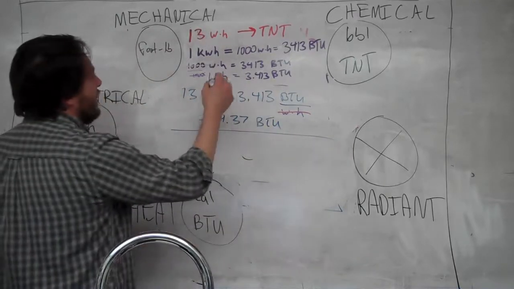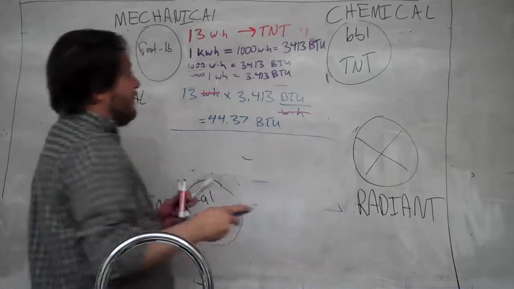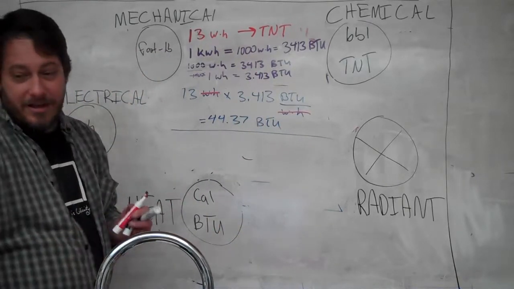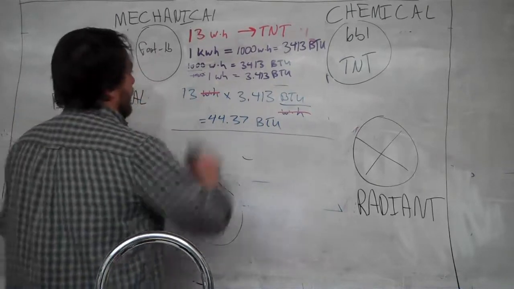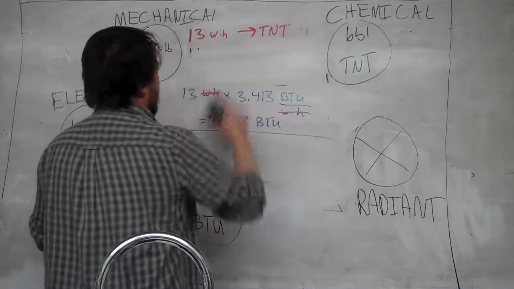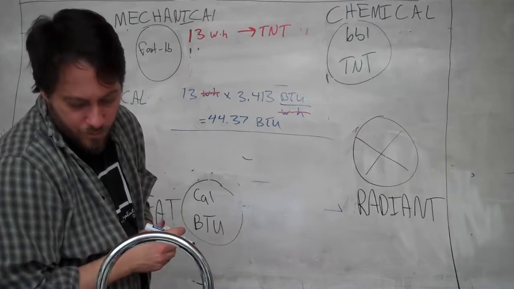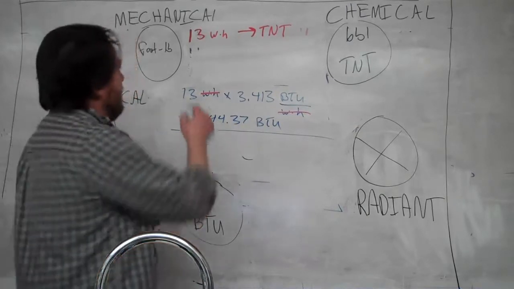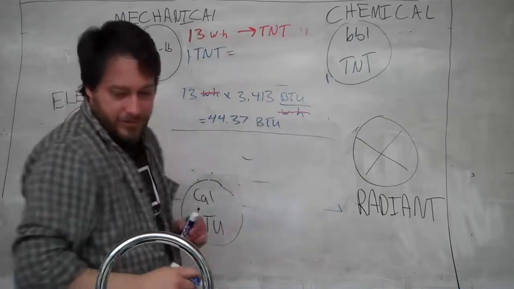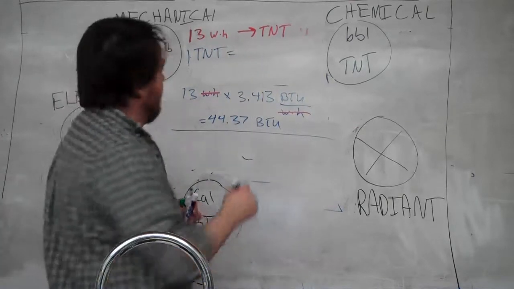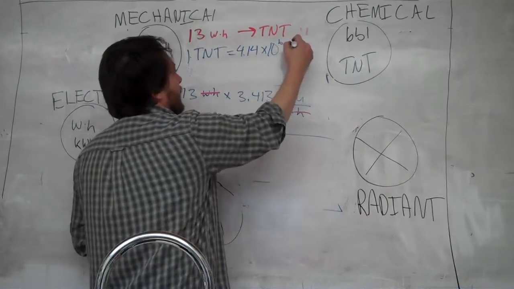And so I've done the first part. Now I have to do BTUs to TNT. I forgot to write that conversion factor up there. So, tell you what, I'll erase this part. One ton of TNT is 4.14 times 10 to the 6 BTU.